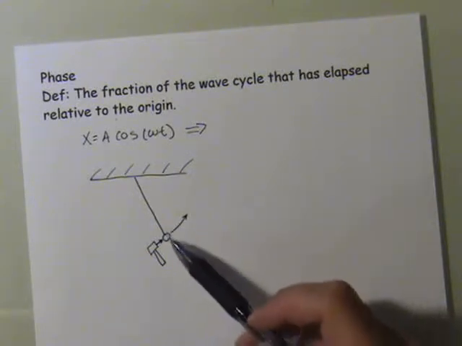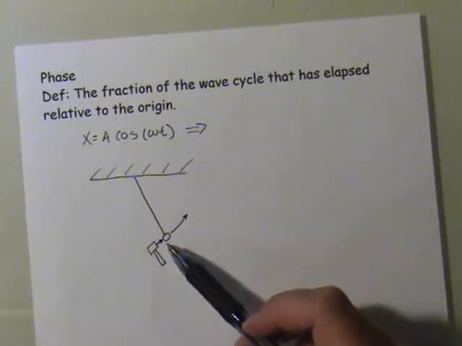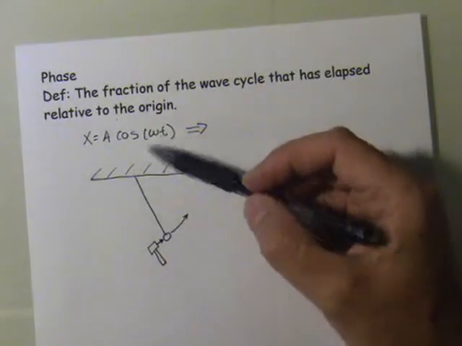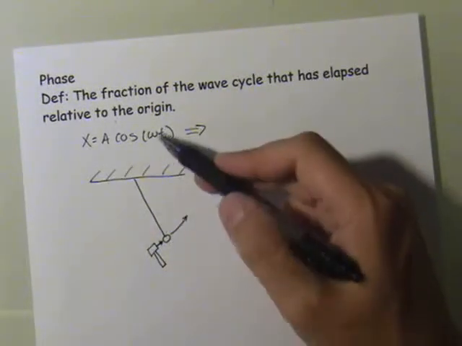Now, if we allow time equals 0 to be the point where the hammer hits the ball and the ball begins to move, then that situation is not very well described by this, because it's not at its maximum amplitude at t equals 0.